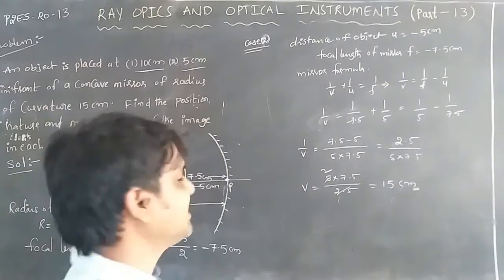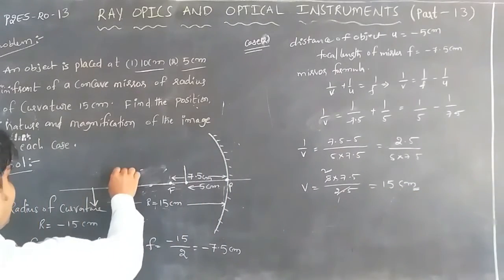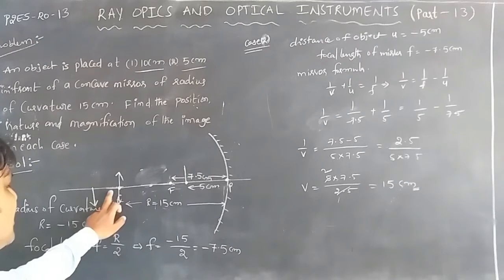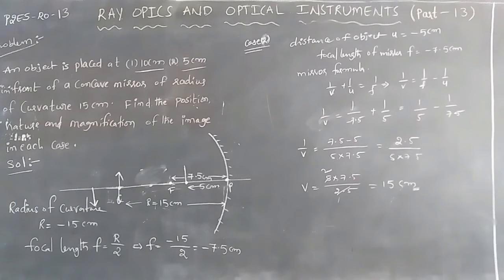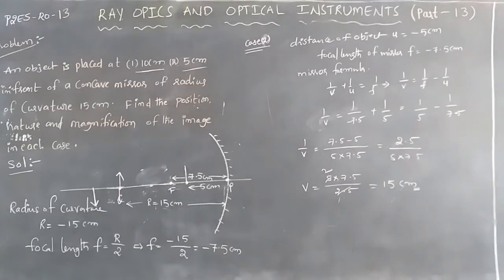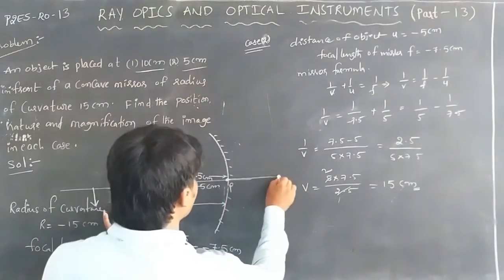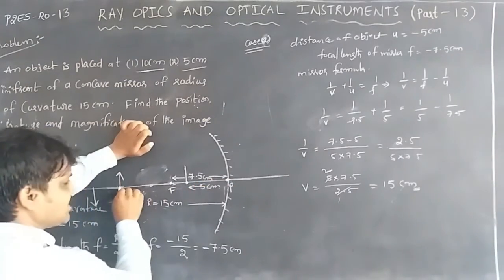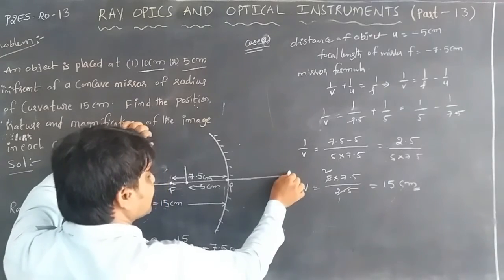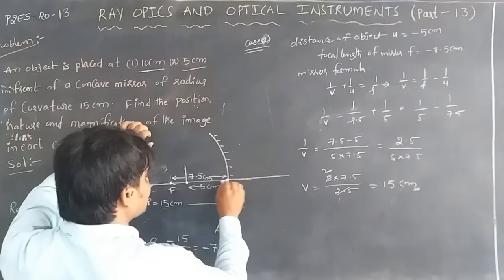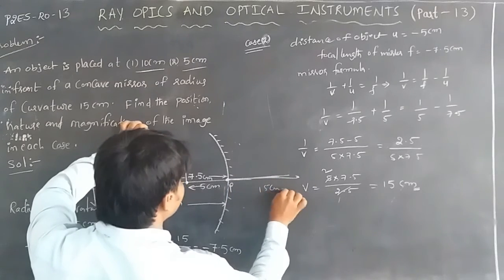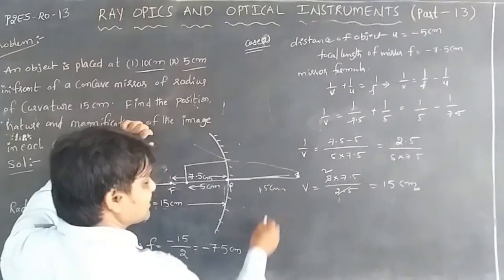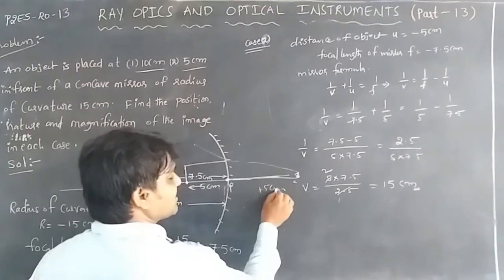So here it is 15 centimeters, and the radius of curvature is also 15 centimeters. So the image is formed at the center of curvature, behind the mirror, not in this direction. So here at 15 centimeters is the distance of the image.